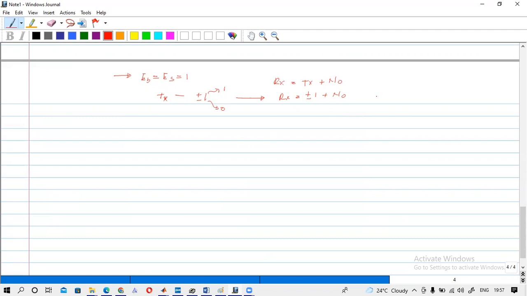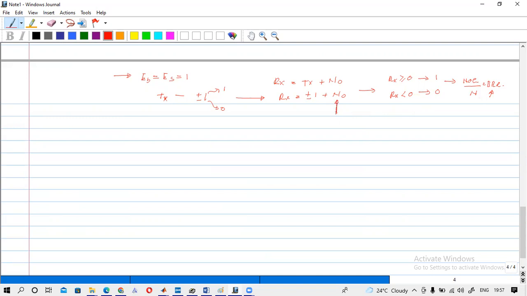When we are decoding based on hard decoding, if this Rx is greater than or equal to 0, I put my detected bit as 1. If Rx is less than 0, I put my detected bit as 0. Here some errors can happen, and if you divide the number of errors by n, you will have the bit error rate.